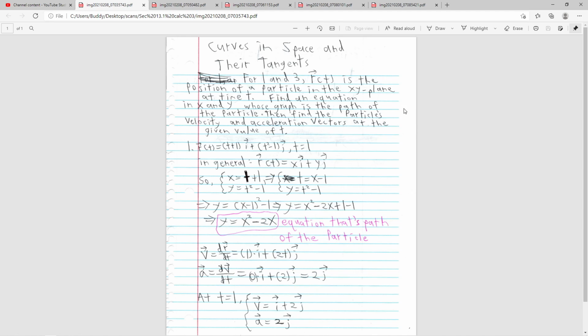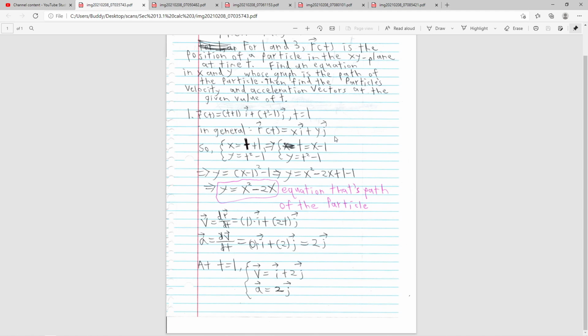But for 1 and 3, so for 2 problems, we're going to do: r(t) is the position of a particle in the xy plane at time t. Find an equation in x and y whose graph is the path of the particle. Then find the particle's velocity and acceleration vectors at the given value of t. So it's kind of wordy.